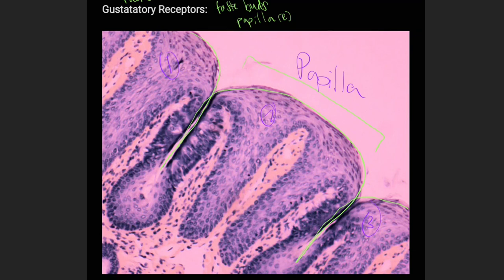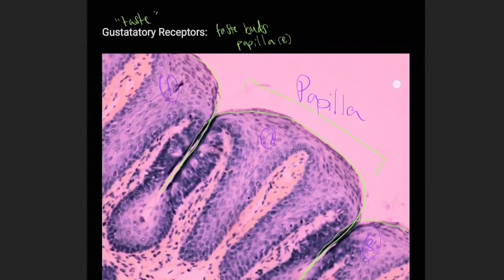So the papillae are going to be those raised structures. We have a couple different types: circumvallate, fungiform, and foliate papillae. They have different shapes, and some of them have taste buds, others do not. You don't really need to know that for the lab exams. We're only going to focus on the papillae that do have taste buds.